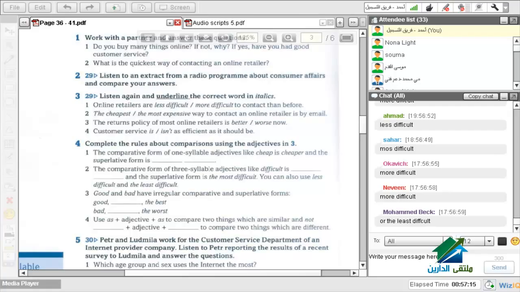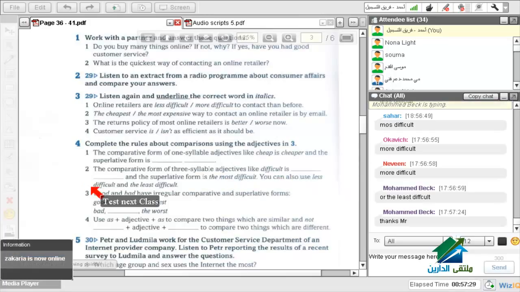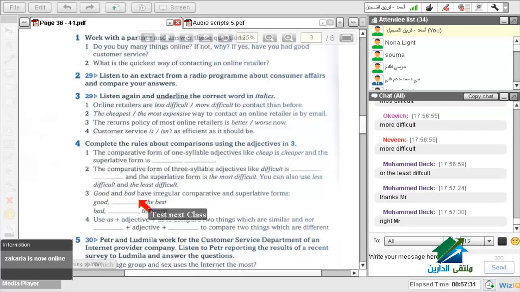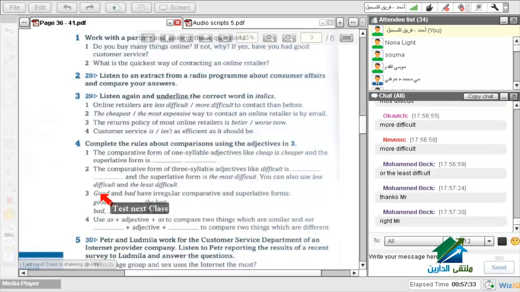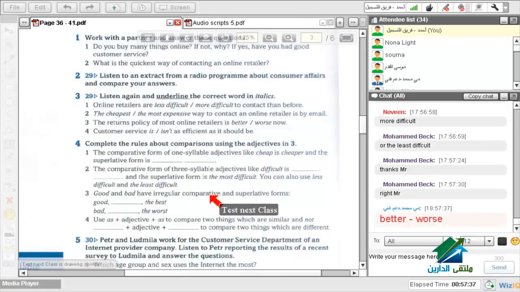Okavich is saying more difficult, or the least difficult. Muhammad Bek, good answer. But the least difficult will be in the superlative here. You can also use less difficult and the least difficult. Good answer. Number 3. Good and bad have irregular comparative and superlative forms.